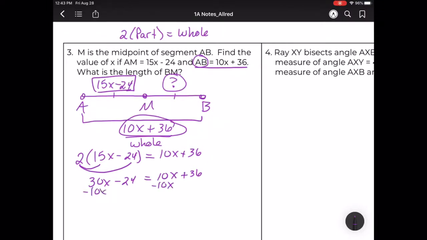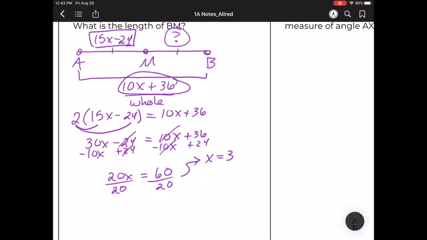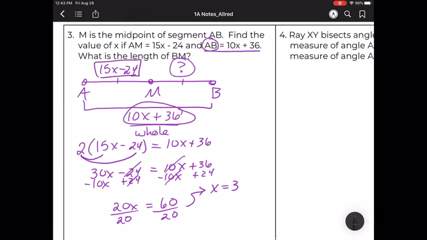And so we would subtract 10x from both sides, which gives you 20x on the left. And then I'm also going to add 24 in the same step because it cancels that one. So I get 20x on the left equals 60 on the right. Divide by that 20, and we get x. So x equals 3.